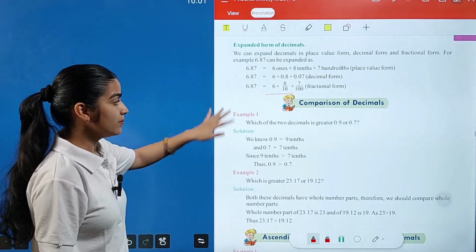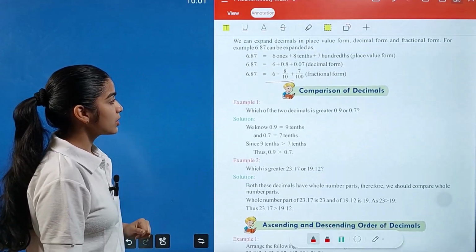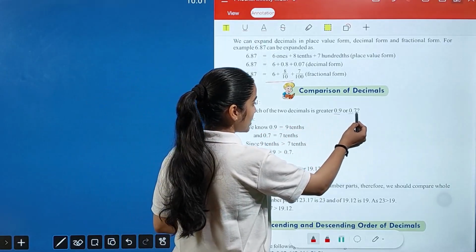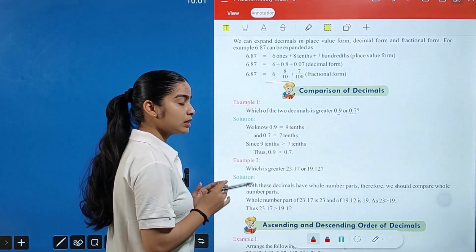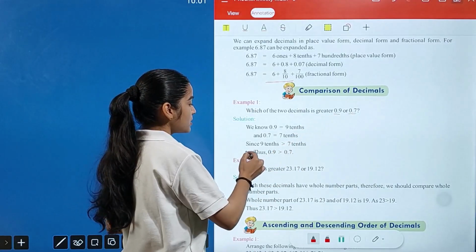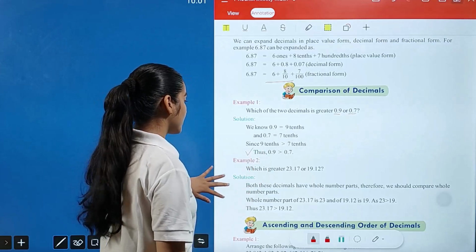So now we move forward to the comparison of decimals. Which of the two decimals is greater, 0.9 or 0.7? First you have to see the number after the point. So 9 is bigger as compared to 7. It means 0.9 is greater.